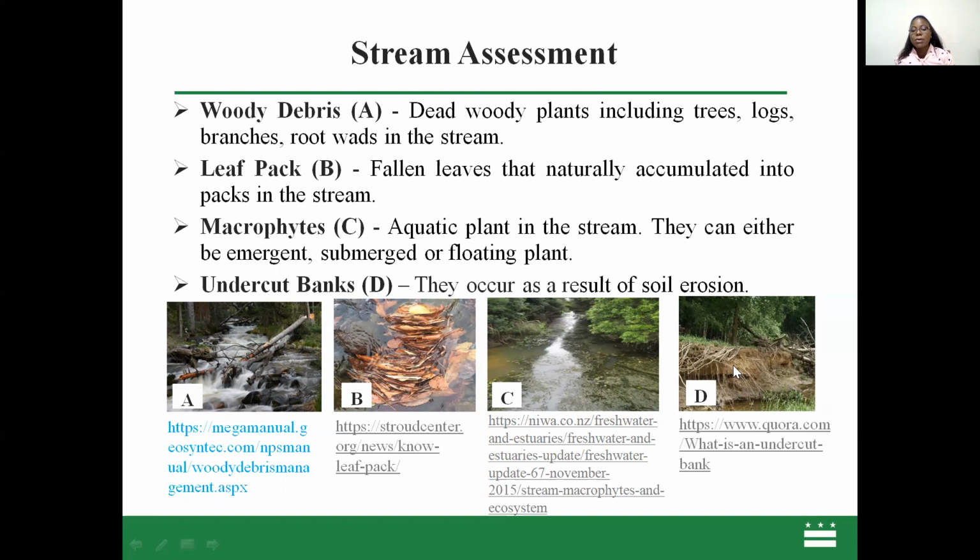And here we have the undercut bank. Undercut bank occurs as a result of soil erosion. We also take notes of that and put it down on our paper.